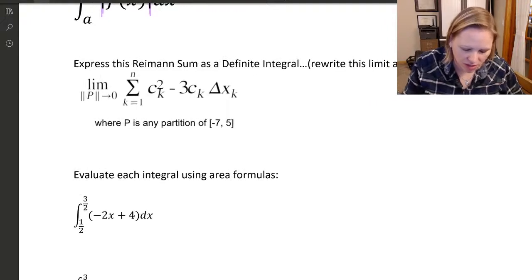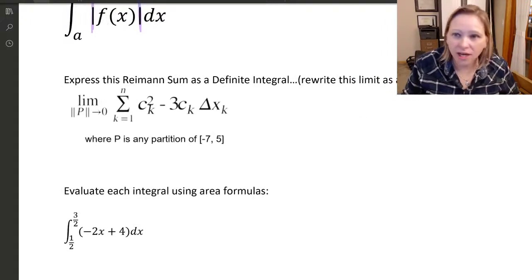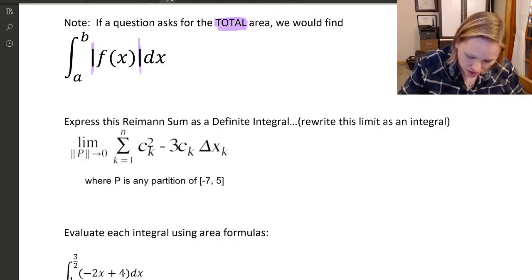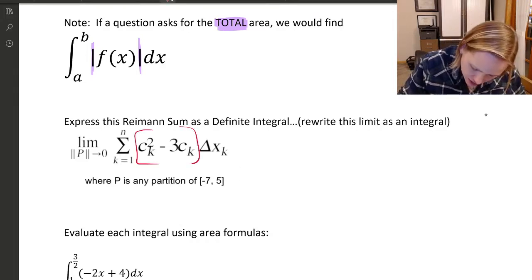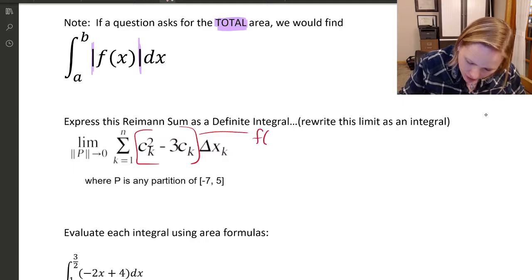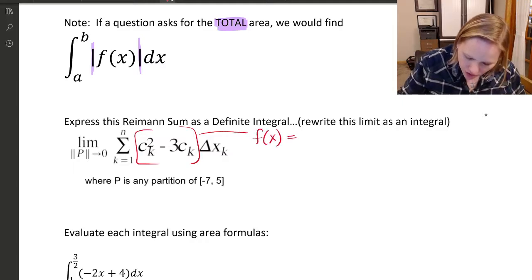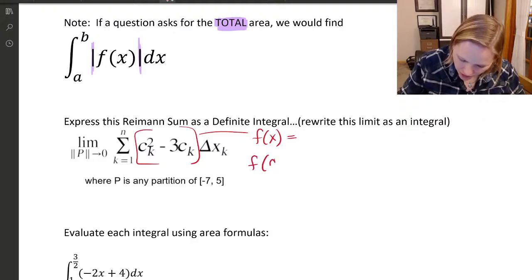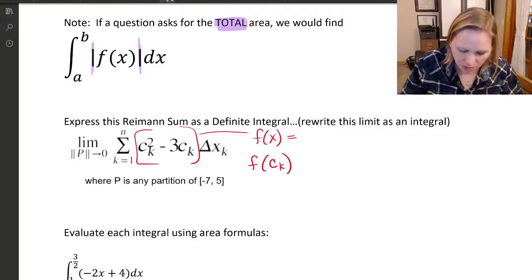So here's the Riemann sum. If I wanted to write it as what we call a definite integral, here's essentially what we're going to do. This is another way of saying f of x. So here, I'm doing f of some value c, so c sub k. So this is like f of c sub k.